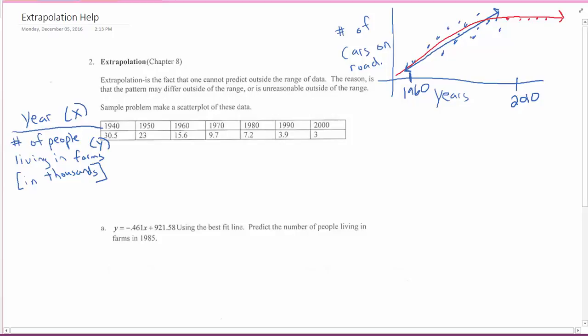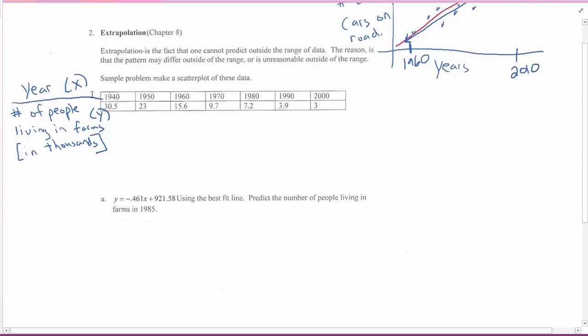Right. So let's look at this specific example here that I laid out for you in these notes. So I'm letting x denote the year, and then the y variable to be the number of people living in farms, right? And I put this in thousands as a unit, right? So here's our T chart here.